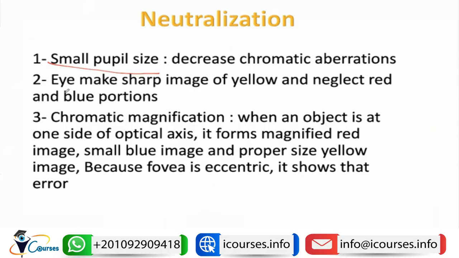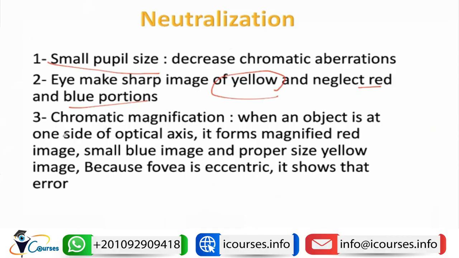Also, the eye has a tendency to make a sharp image of the yellow and neglect the red and the blue portions. So if our eyes see a target or an image that has been affected by chromatic aberration, our eyes have the tendency to see the yellow more clearly than the red and the blue, so that they will neglect the red and the blue.